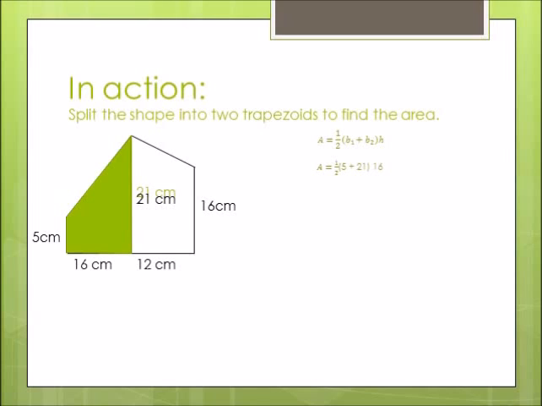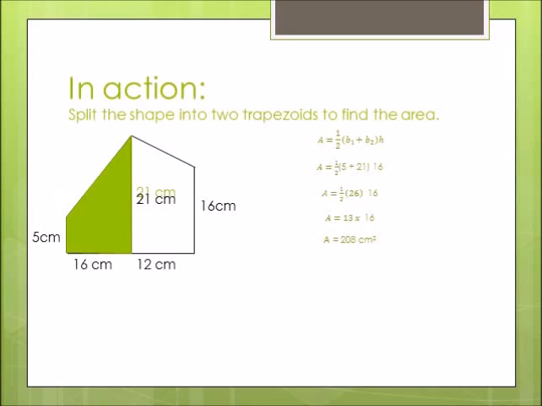So our area is equal to 1/2 times base 1 plus base 2, 5 plus 21, and then times 16. 5 plus 21 is 26. Half of 26 is 13. 13 times 16 is 208 square centimeters. So that's our first trapezoid. That's the one on the left.